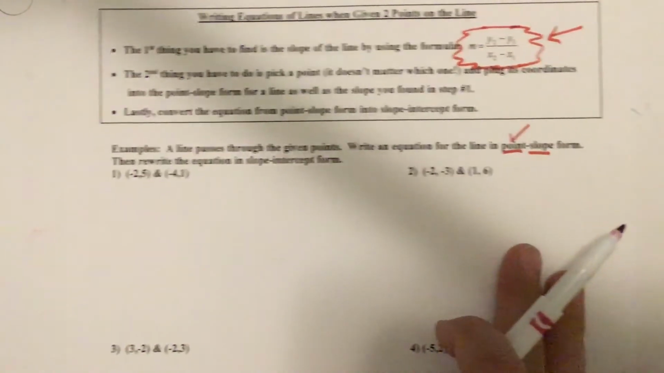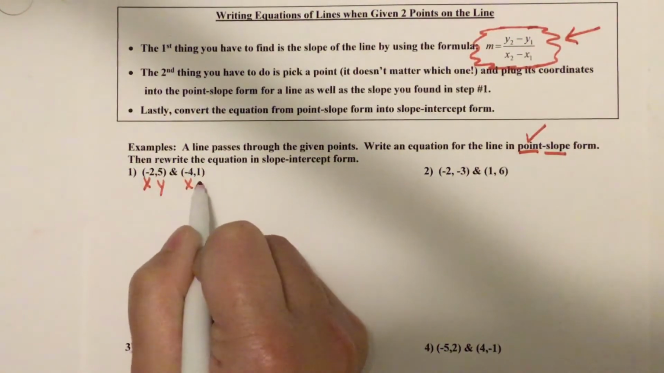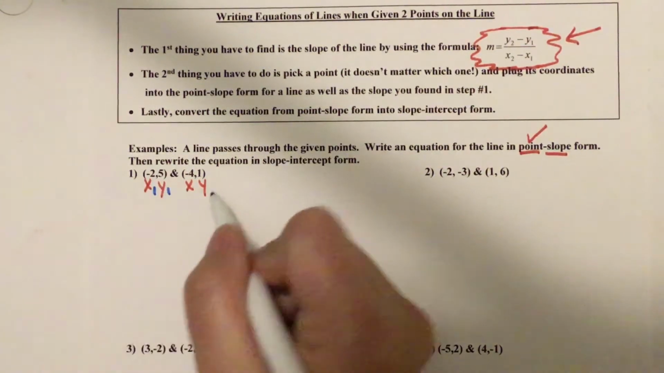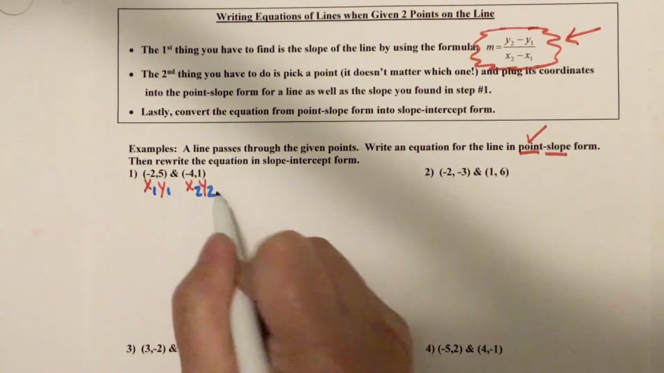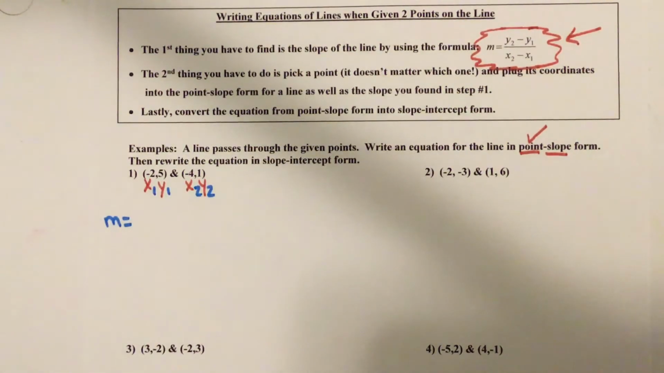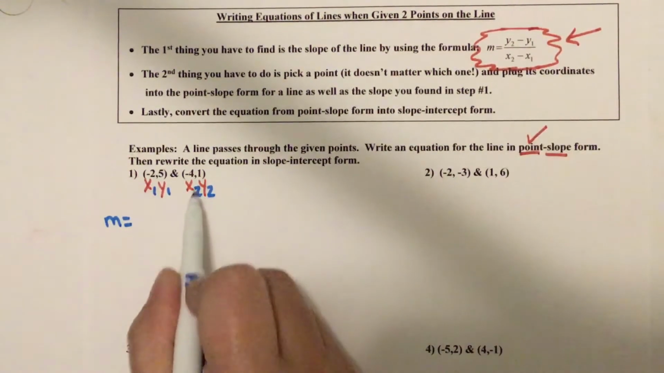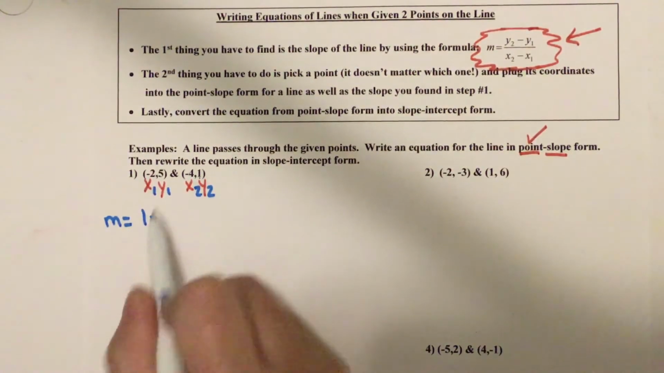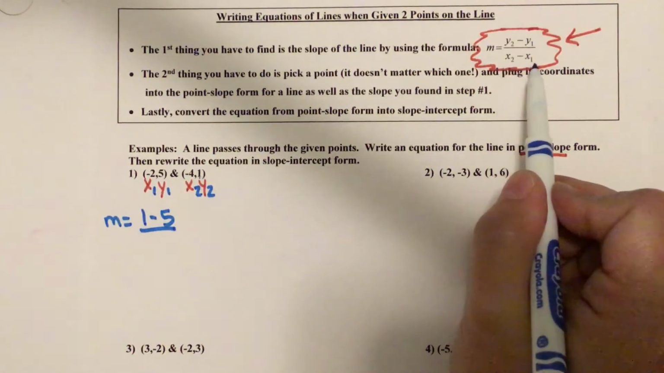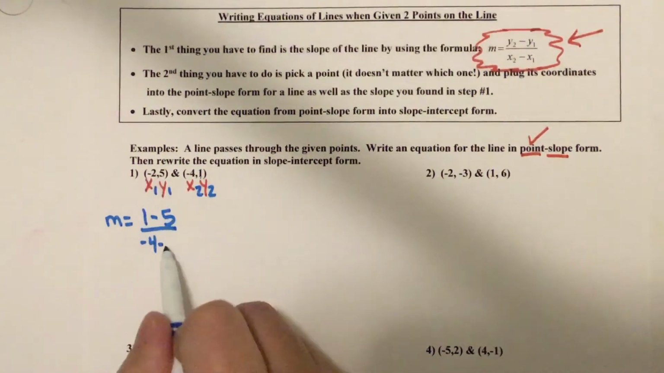Okay? So I'm going to go ahead and label x, y, x, y. And remember, the first point is x1, y1, and the second point is x2, y2. Okay, so we're going to find the slope before we do anything else. All right, so following our formula, y2 minus y1. So 1 minus 5 over x2 minus x1, so -4 minus -2.